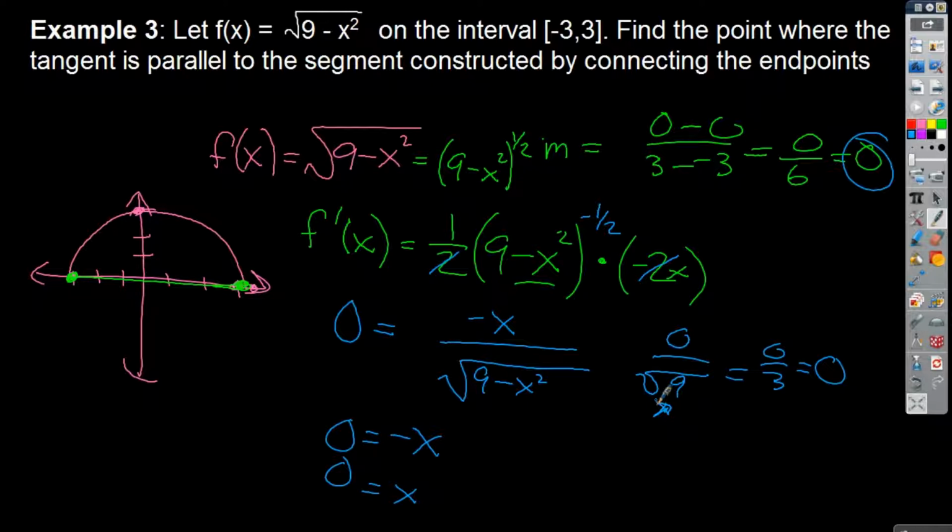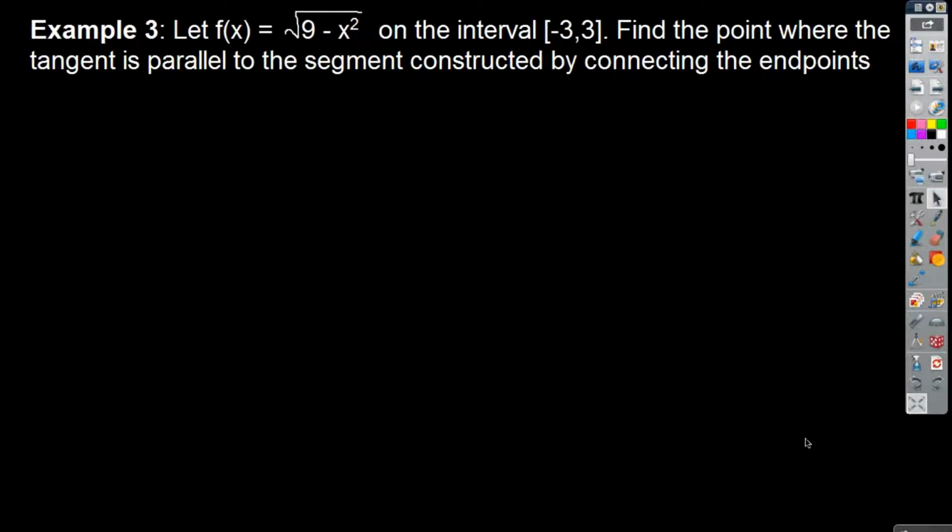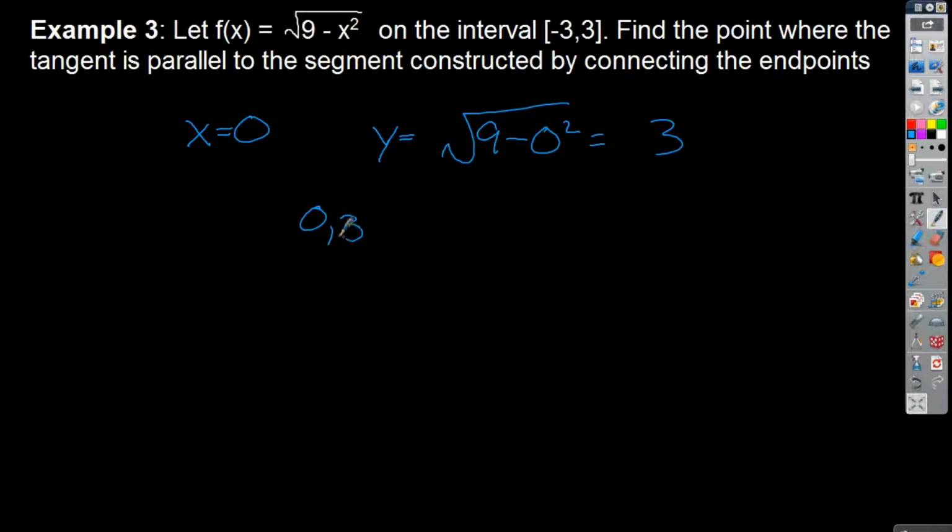So the actual question asked, find the point where the tangent is parallel to the segment constructed by connecting the endpoints. What I found was the x value where it's going to be parallel. Now I just need to plug that into the original equation to find the y value. So x is 0. Y equals square root of 9 minus 0 squared, 3. So the answer to the question is 0, 3.